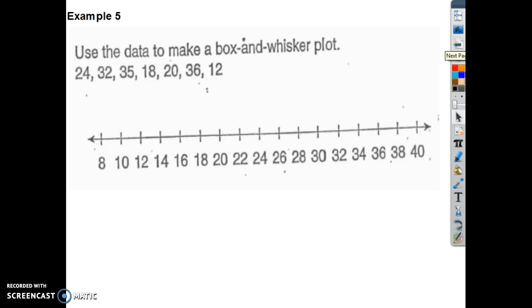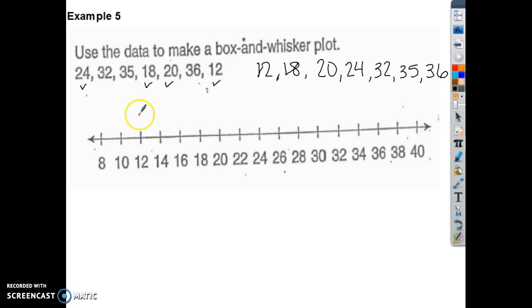Now, using the data to make a box and whisker plot. So first thing we got to do is order our data from least to greatest. This is just extra practice making box and whisker plots. So you see, I ordered my numbers from least to greatest. Okay, I know my minimum is going to be 12. I can go ahead and plot that. And I see my maximum is going to be 36, so I can go ahead and plot that number as well. Now we need to find the median, the lower quartile, and the upper quartile.